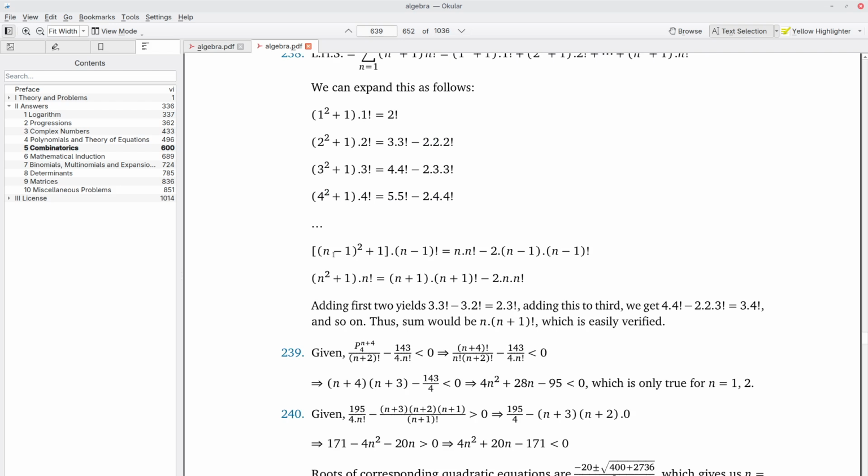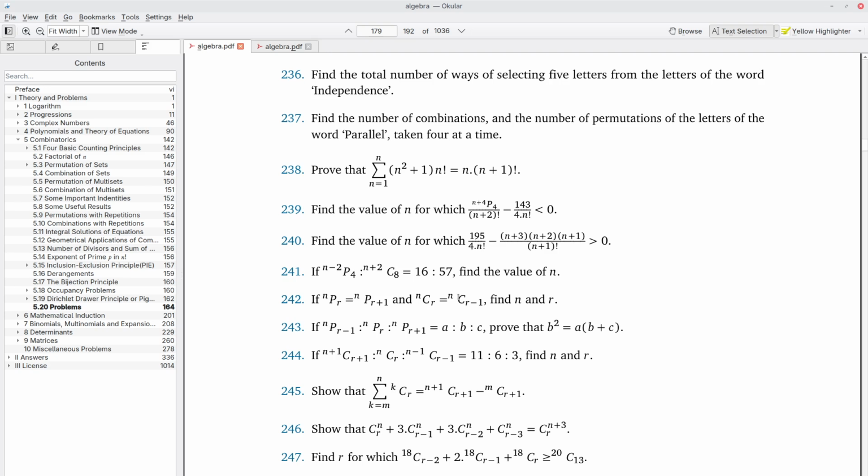So similarly, we can say that n squared plus 1 into n factorial is equal to n plus 1 into n plus 1 factorial minus 2 into n factorial. So if you add the first 2, you get 3 into 3 factorial minus 3 into 2 factorial, which is equal to 2 into 3 factorial. Adding this to the third, we get 3 into 4 factorial and so on. And finally, the sum would be n into n plus 1 factorial.